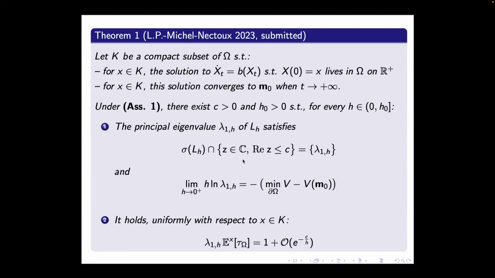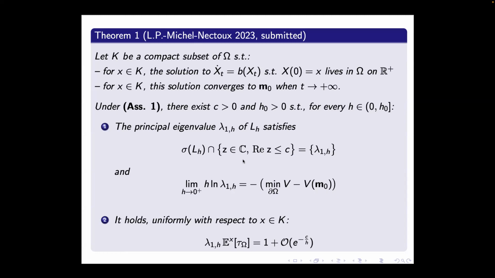And V of S minus V of M naught is exactly this potential value. So there is a constant gap, and the smallest eigenvalue is exponentially small. It is of this order, and so it goes to zero extremely fast when h goes to zero. And moreover, uniformly with respect to x in K, lambda 1 of h times the expectation of the exit time from omega starting from x is 1 plus an exponentially small error term, exponential of minus c over h.